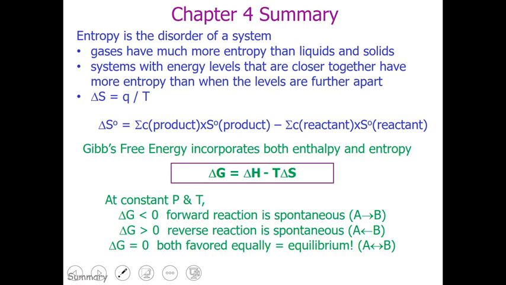Thinking about the entropy of the universe got us to the Gibbs free energy equation, which is shown below, which incorporates both enthalpy and entropy into a calculation of the total free energy of the system. And if we work at constant pressure and temperature, when we have a negative delta G, the forward reaction is spontaneous. When we have a positive delta G, the reverse reaction is spontaneous. And if delta G is equal to 0, we are at equilibrium.